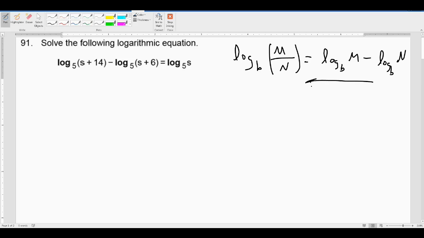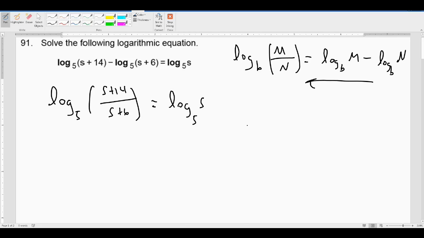And we're actually going that direction, which means we have two logs being subtracted. We can combine them together using division. So that's what I'm going to do. Take the log base 5. Just think of the exponent rules. When you're dividing, subtract. So if you have subtraction, that means you're going to use division. Log base 5 of (s plus 14) over (s plus 6), and that equals log base 5 of s.